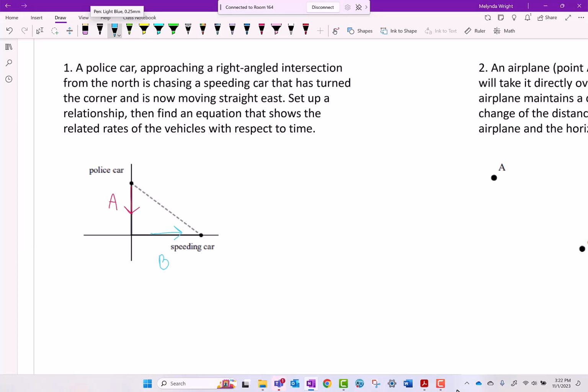And so, moving east, set up the relationship, then find an equation that shows the related rates of the vehicles with respect to time. All right, notice that they've drawn a dotted line between the vehicles. We're pretending that those points are the vehicles. And I called this D for distance, because that's the distance between the two vehicles. Again, the variables don't matter. You pick whatever you want.